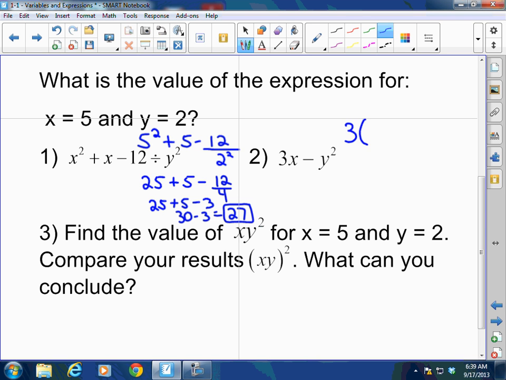I'd have 3 times 5 minus 2 squared. Whenever they give you a value of a variable, notice how I did that. I put it in parentheses, because that value is going to be squared. Okay, 5 should have been put in parentheses as well. That way, if it's negative, you're squaring the negative. If it's positive, you're squaring the positive. So this is 15 minus 2 squared, which is 4, and that equals 11.